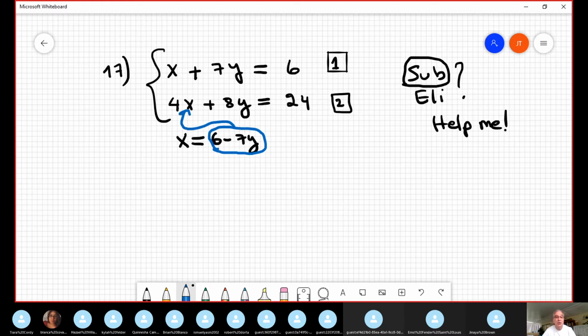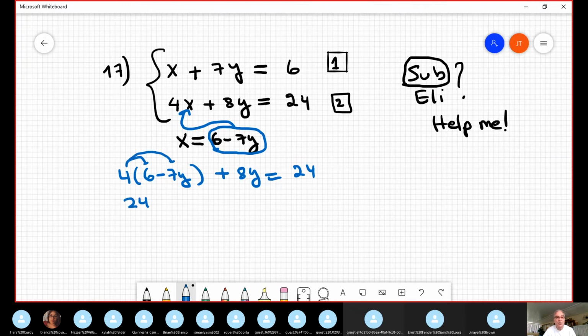We have 4 times parenthesis 6 minus 7y plus 8y equals 24. And we have one equation that contains only one variable. Apply the distributive property: 24 minus 28y plus 8y equals 24. We combine like terms: 28 and 8, subtraction because we have opposite signs, is 20.